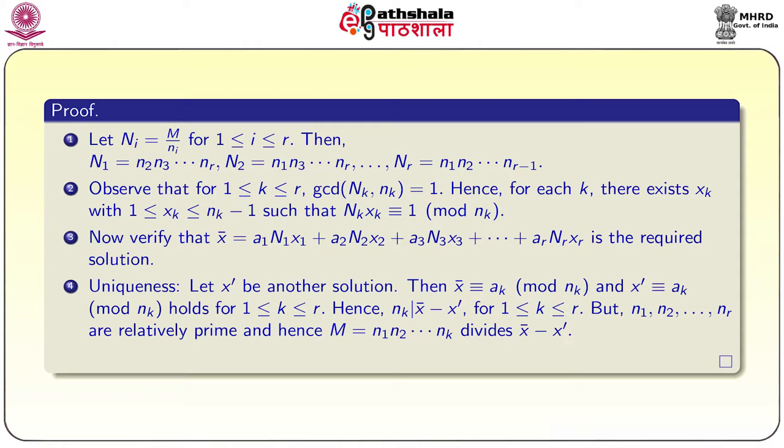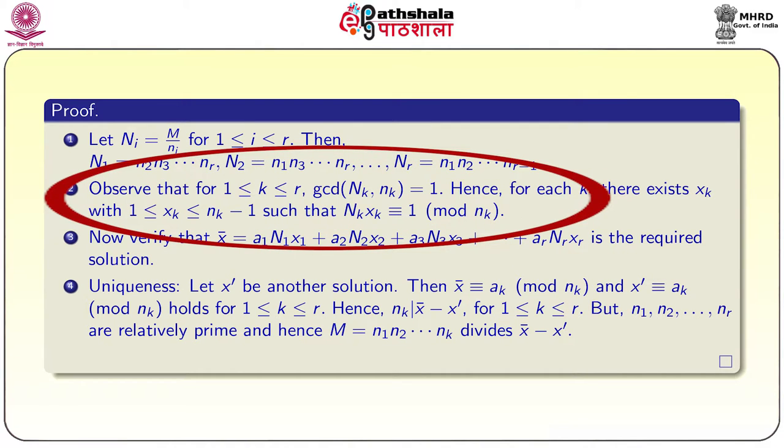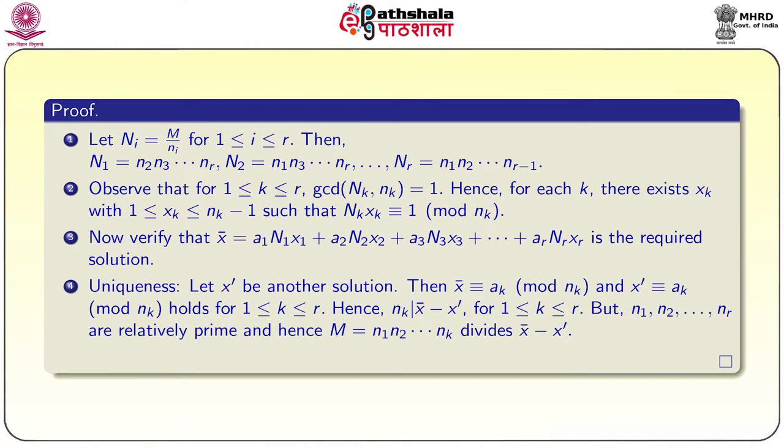So, observe that for 1 ≤ k ≤ r, GCD of N_k comma n_k equals 1. It is because in our hypothesis GCD of n_i comma n_j equals 1 whenever i is not equal to j. So, in the product N_k we do not have the small n_k part. That is why GCD of N_k comma n_k equals 1.